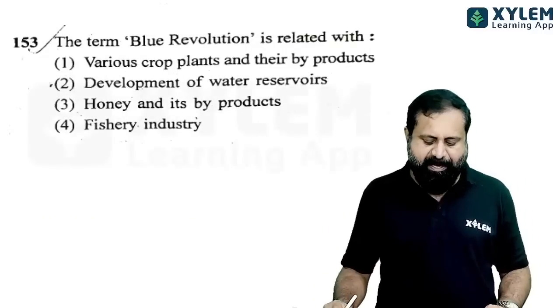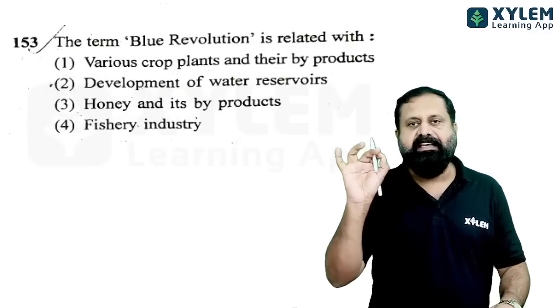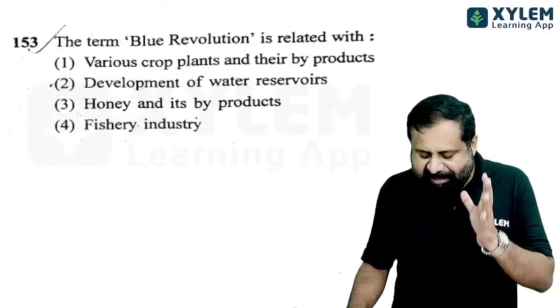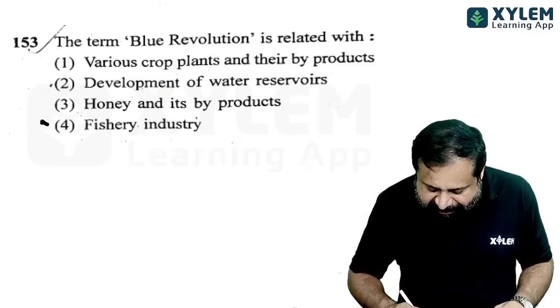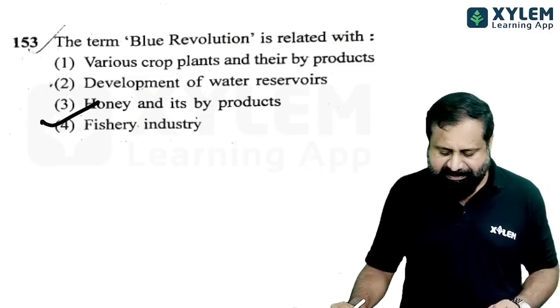Now 153. The term blue revolution is related with the fisheries industry. So the right answer is 4. 4 is the right answer.